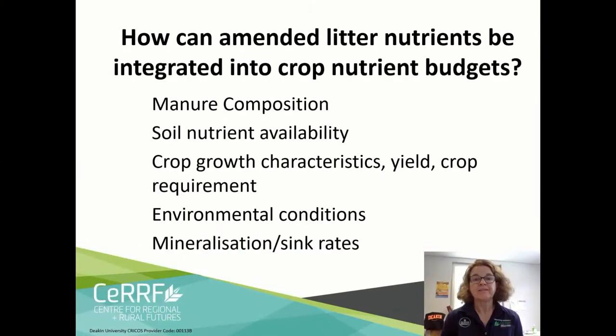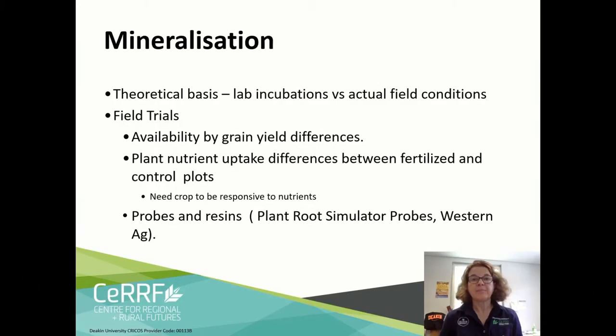So how can we use these nutrient resources within chicken litter, which is in close proximity to the farmers and which therefore make it potentially viable to use within their crop nutrient budgets? For them to have predictability, we need manure composition, soil nutrient availability, crop growth characteristics, target yields and crop requirement, environmental conditions, and probably most challenging is to get a handle on mineralization rates or the sinks for nutrient release from amended litter. So a little bit about mineralization.